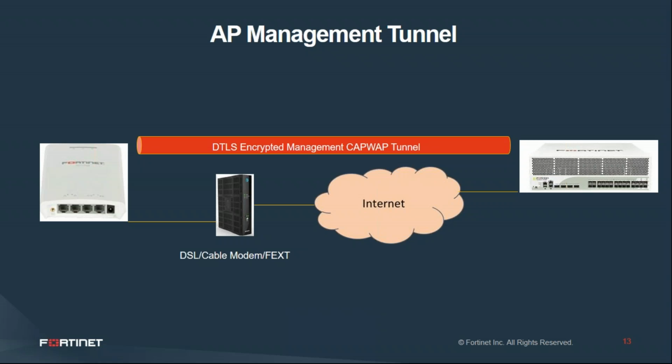That management connection is a CAPWAP tunnel that is used for the management and configuration of the access point. And that by default is a DTLS encrypted management CAPWAP tunnel. And as you can see, that goes from the access point over the local network, over the cable modem or DSL router, out to the internet, all the way back to the FortiGate.